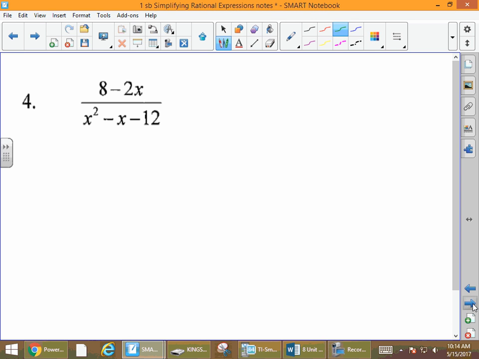What's our greatest common factor in our numerator? It is 2. Factor out a 2. 8 divided by 2 is 4, and 2x divided by 2 is x. And I wrote it up there beside here, because eventually what's going to happen is in the bottom of our fraction, in the denominator of our fraction, we'll fill in something in that format.